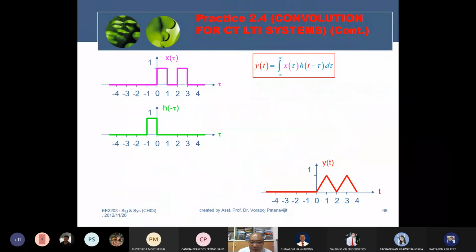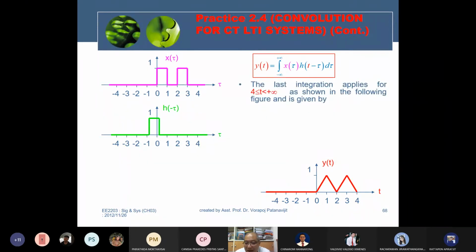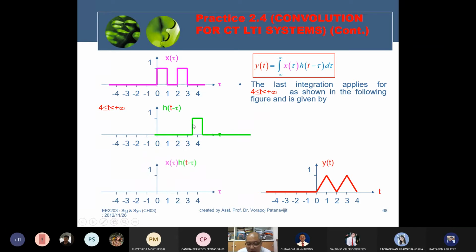The last integration is for t between 4 and plus infinity, as shown in the following figure. If we plot it, say at 4.5, for example, you can see that there is no intersection between the green and the pink one. Therefore, the result of the multiplication is 0 all the way. You integrate 0, it gives you 0. Now, the last graph is about here.